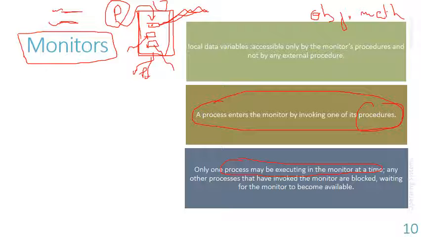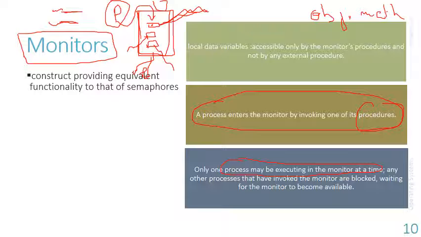And this solves so many problems. One of them is the deadlock, because it's only one process at a time that can get any of the resources. Right? So it's equivalent to semaphores, but it's way easier to control.